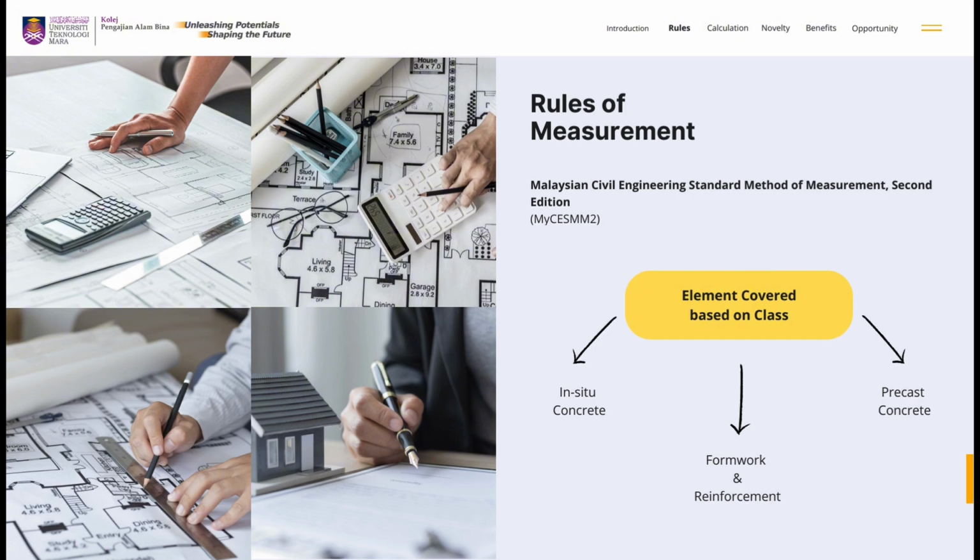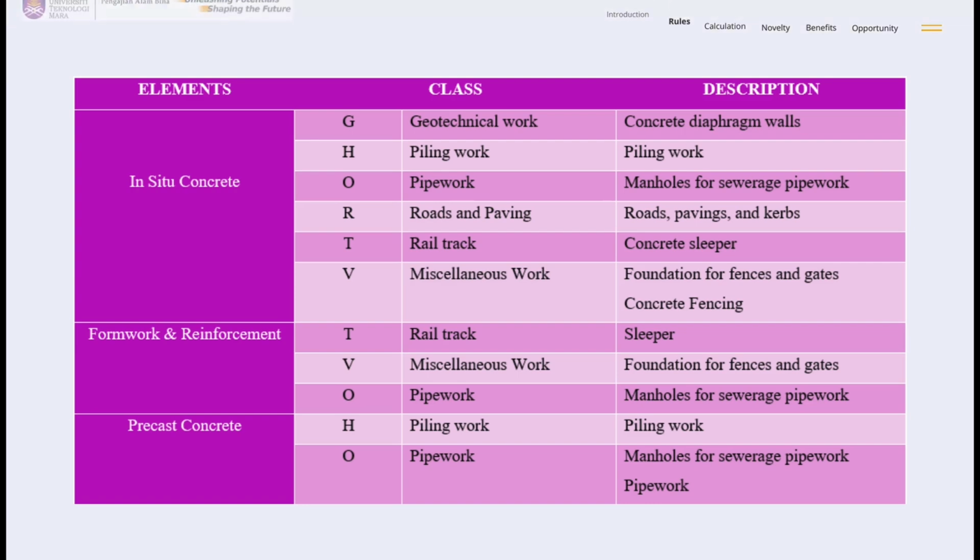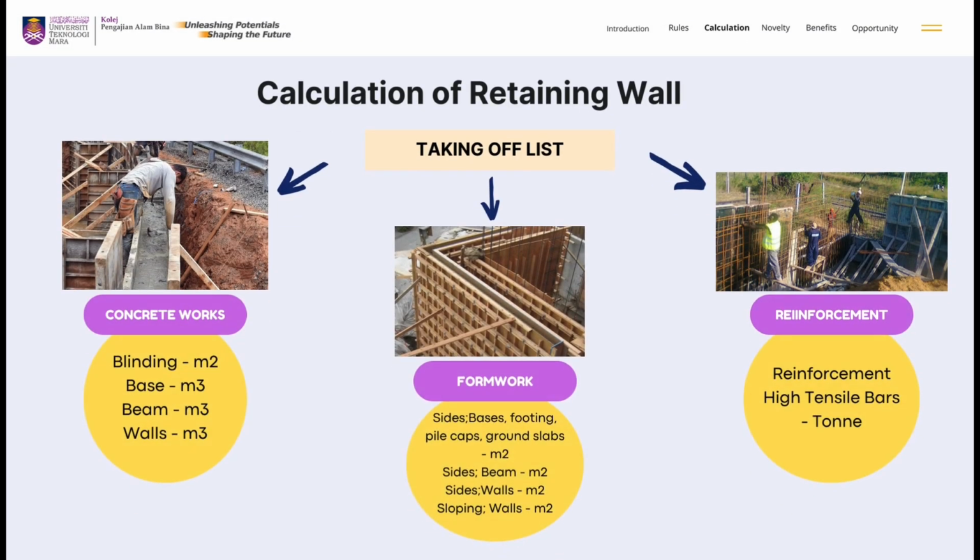Class I addresses all aspects of concrete work, from the supply and placement of concrete to the associated formwork, reinforcement, and finishing. There are 3 key elements of retaining wall that cover based on classes, including in situ concrete, formwork, reinforcement, and lastly, precast concrete. The table shows the class according to each element. There are 3 main elements to be measured for element of retaining wall, including concrete work, formwork, and reinforcement.